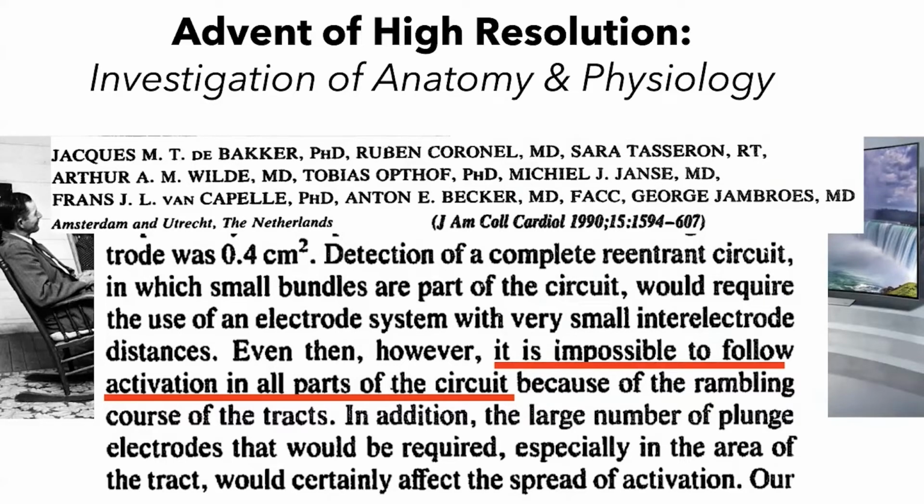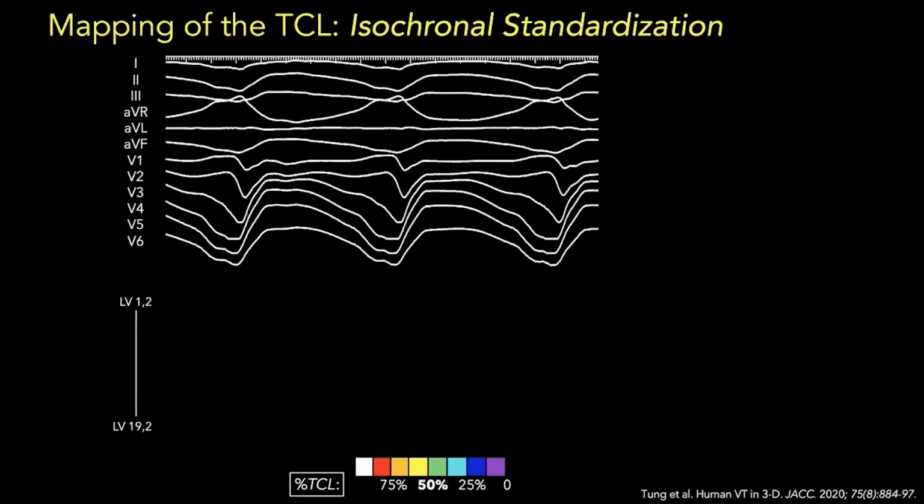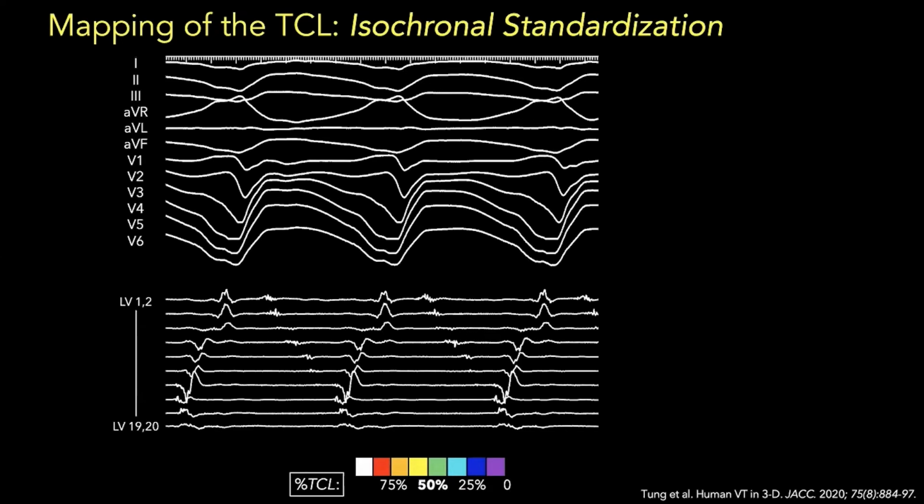he believed it is impossible to follow all the activation in all parts of the circuit because of the rambling course of the tracks. Also, it would require a lot of electrodes, and it would also require very small interelectrode distances. So one of the finest minds predicted that it would be impossible to map the entire VT circuit. Well, 33 years later, the impossible is quite possible. And it happens without limited frequency quite commonly.